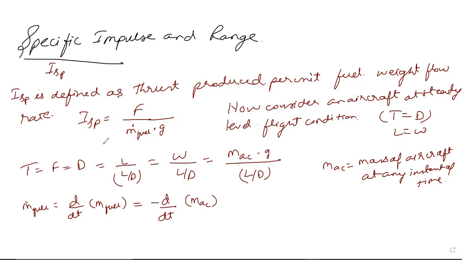So in place of m fuel, we can write this formula. You can see this is ISP. So ISP equal to F upon m dot fuel into G. Here F upon, in place of mass flow rate of fuel, we can write this. Remember, F equal to this. So I will be writing ISP equal to F upon m fuel into G.